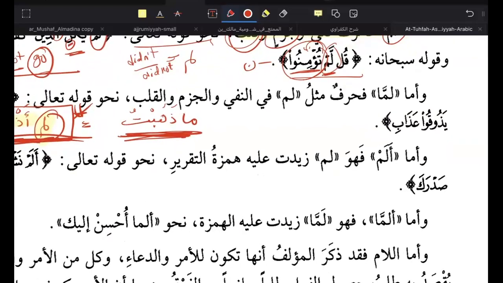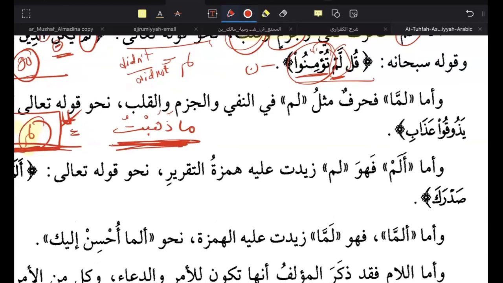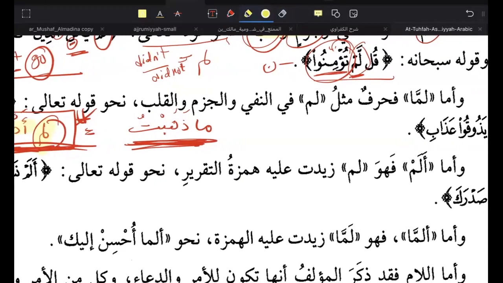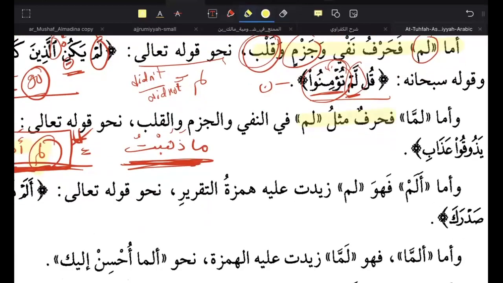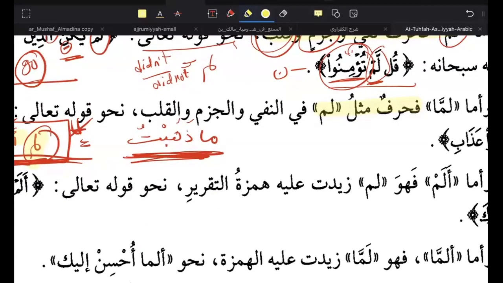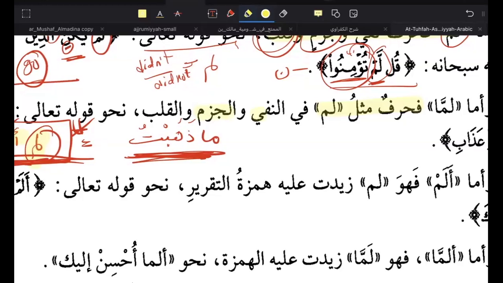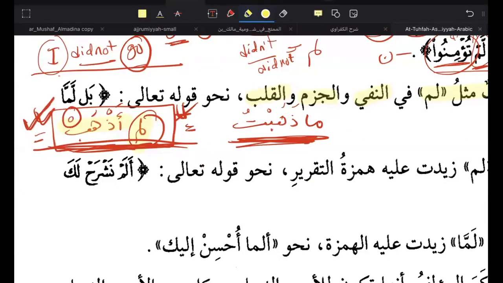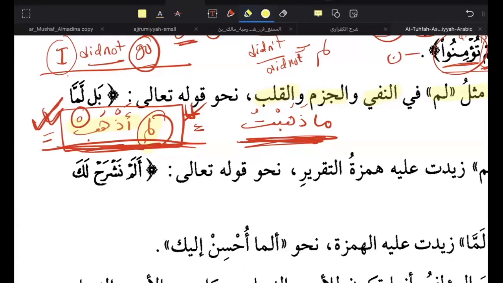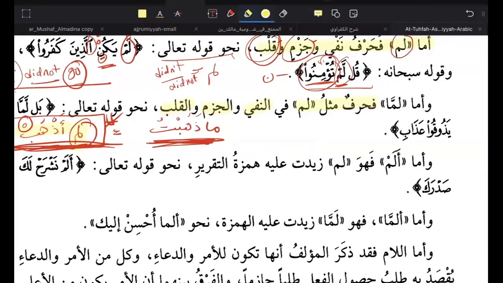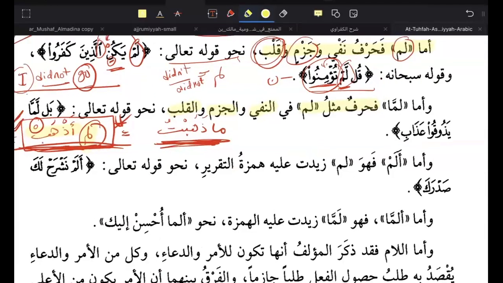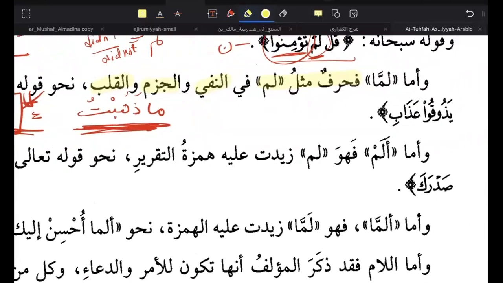Now, the next one we have is wa amma lamma. As for lamma, it is harfun mithlu lam. It is just like the harf lam that we talked about. Fi nafi, so it also makes it negative. Wa jazm, it also makes it majzum. Wa qalb, it also changes from the past and present. So you have these qalbs happening, alternation happening. So for example, he gives bal lamma yadhuqu adab. So first of all, what is lamma? What does it mean?